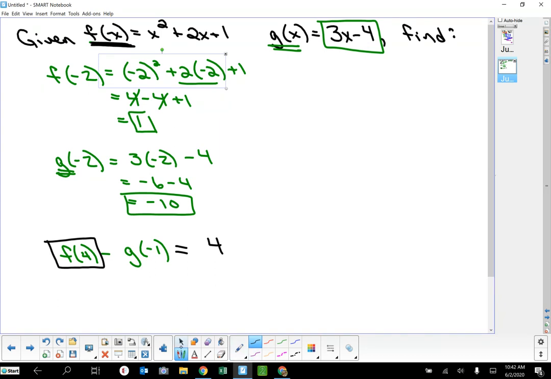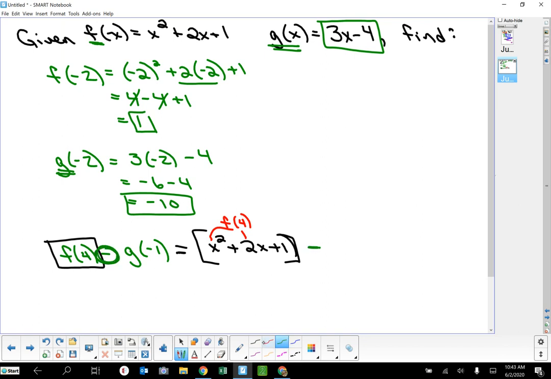Let me go back. I'm going to make this very clear in case I have any people that are confused. My function f is this guy, x squared plus 2x plus 1. And we're going to find f of 4. So we're going to put 4 in here, and then evaluate. Then we have minus, from the problem over here, g of negative 1. Well, g is 3x minus 4. And we're going to find g of negative 1. So we're going to plug a negative 1 in there.